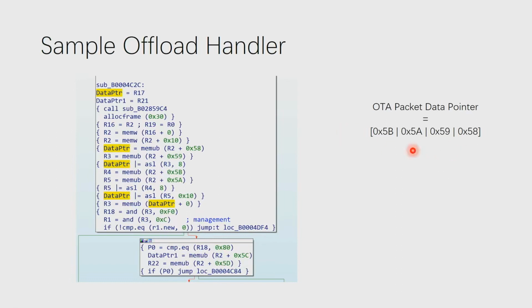I think this is the most important slide in this talk. With the sample offload handler, you can simply walk through all the other handlers and analyze how each handler processes the packet and find vulnerabilities. Here you can see this data pointer, and we fetch 1 byte from the data and test it. From the WLAN specification, we know that testing this byte means testing whether this packet is a management beacon.